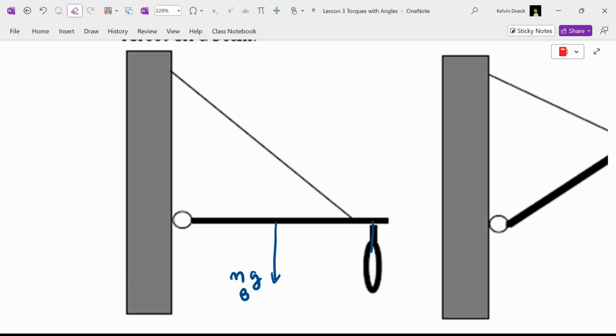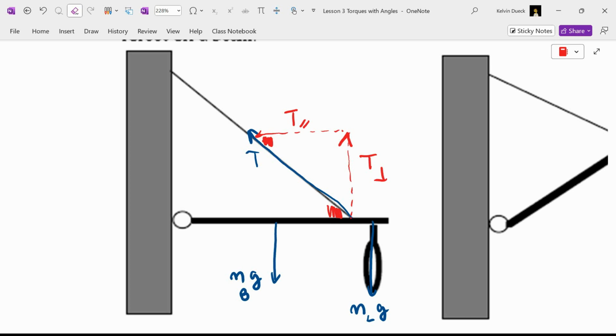and the mass of the load times g. I'll use L for load. Definitely tension. Now, tension is at an angle. I would break it up into tension perpendicular, tension parallel. For what it's worth, there's the Z.